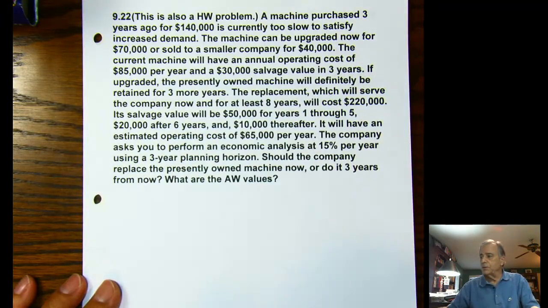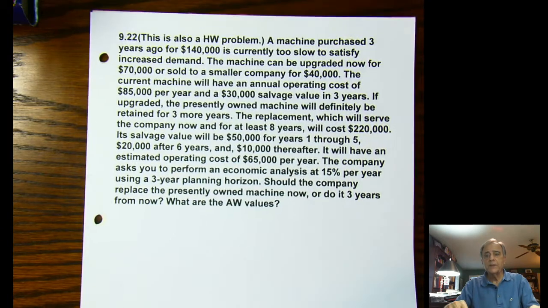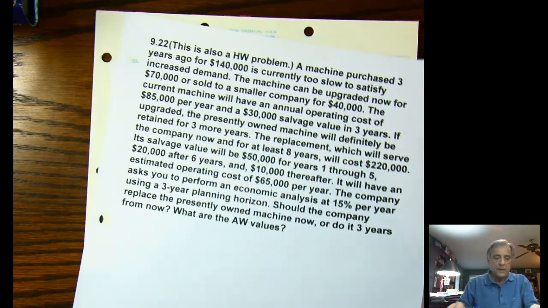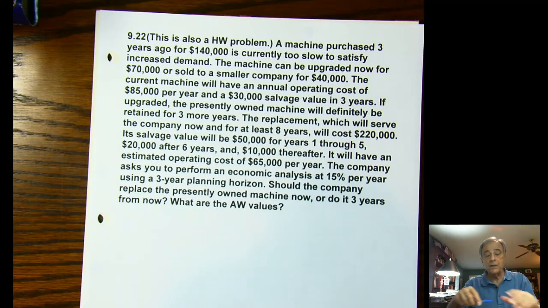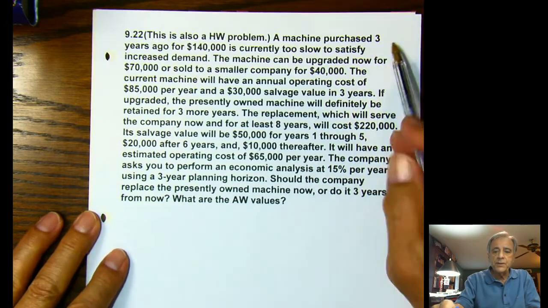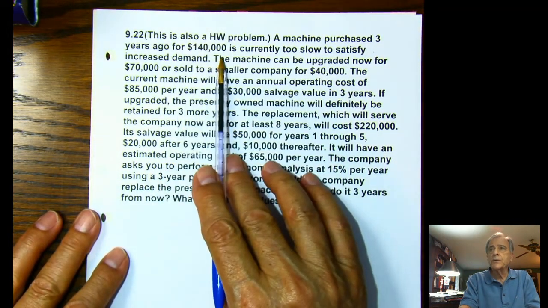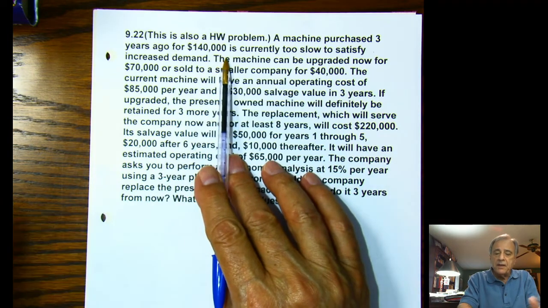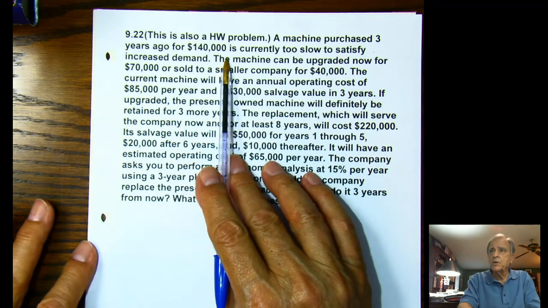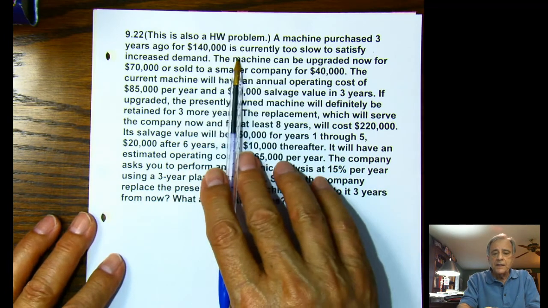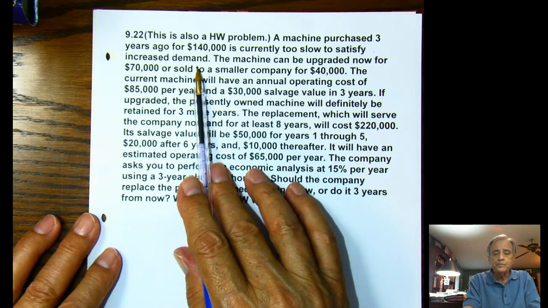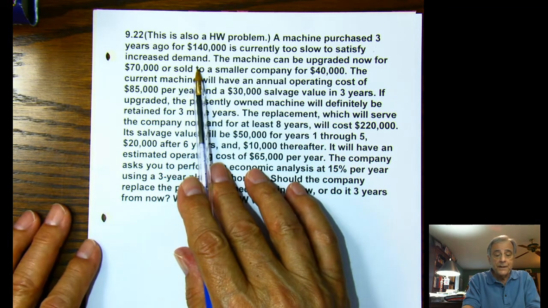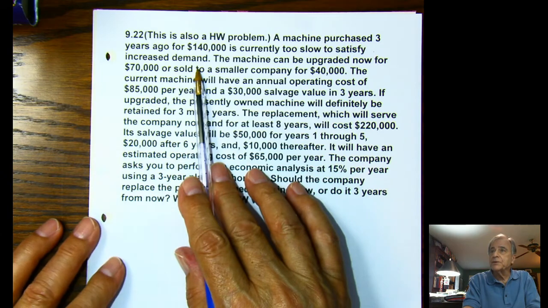So we'll do another problem, problem 9.22, and that problem is also a homework problem. And it says a machine purchased 3 years ago for $140,000. Again, kind of irrelevant information, depends on what it's worth now that's relevant, is currently too slow to satisfy increased demand. Okay, so it is not going to be able to be used like it is.